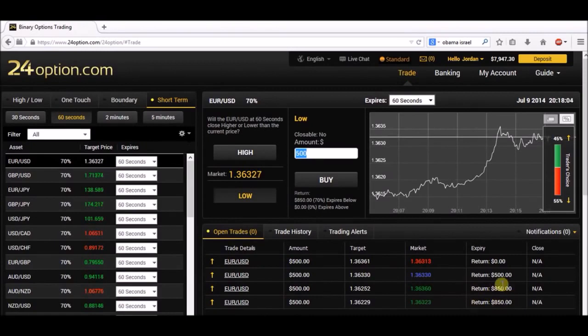But we had a return of $850 on 2 trades. We invested $500, so that's $350 profit each one, $700. Had 1 trade at $500 that closed even, so we got our $500 back, and 1 trade at $500, which we lost. So a net profit of $700 minus $500. That's $200.